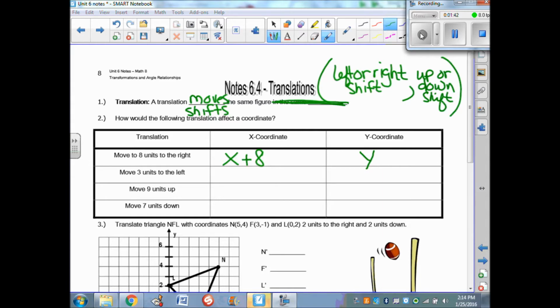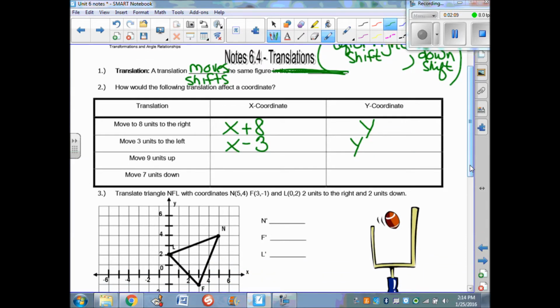So what if it says move 3 units to the left? That left-right movement means take your X coordinate and go to the left, so that would mean subtract 3. And that's all it says, move 3 units to the left. It didn't tell us anything up or down, so my Y coordinate would stay the same.